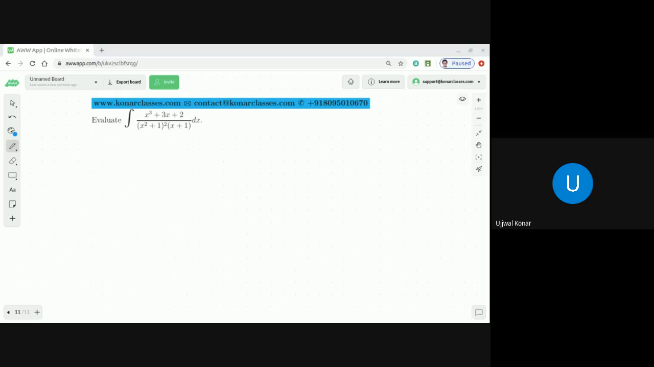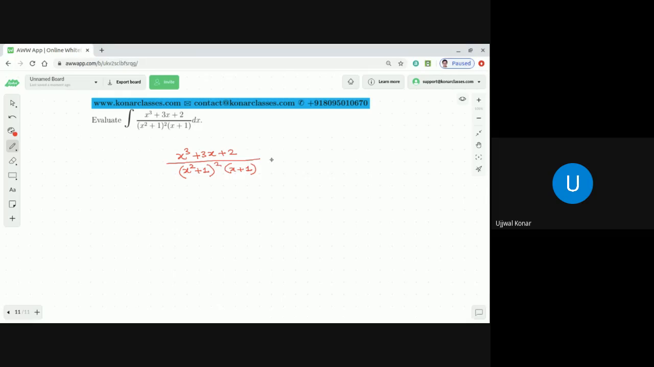So what I'm saying is that you need to manipulate this thing in such a manner that you can express something like this. Let me give you the idea. The entire thing, how you should express it, is something like this: x cube plus 3x plus 2 divided by x square plus 1 whole square into x plus 1, right? So what I'm telling is that you express this thing.